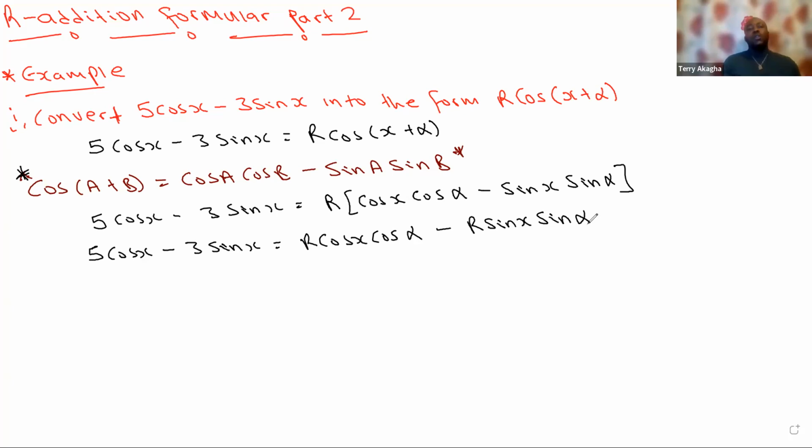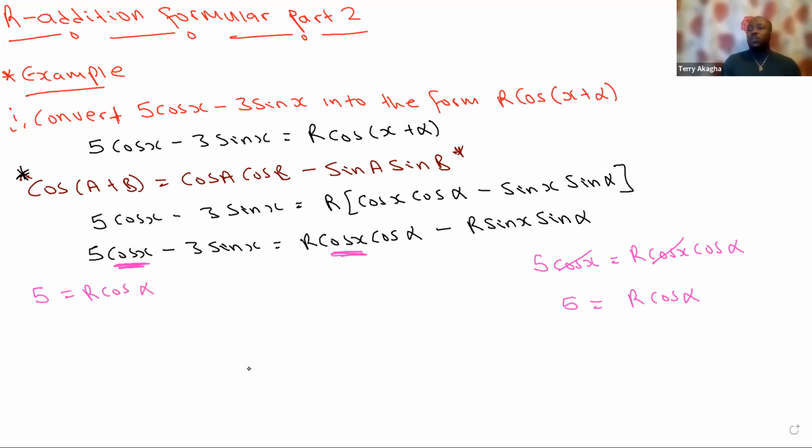The next thing I told you is that we need to compare each of the terms together, similar to what we did in partial fractions, the coefficient of term method. So we have to compare. That means we have cos x here, and we have cos x here. Can you see? So for this to be equal to this, 5 cos x must be equal to r cos x cos alpha. So that means 5 must be equal to r cos alpha.